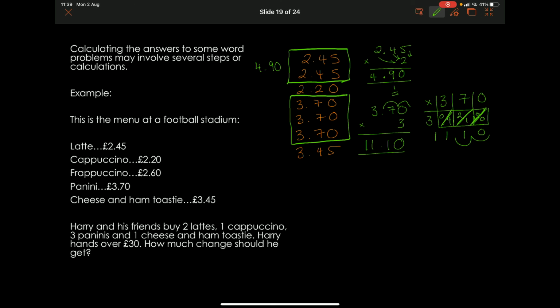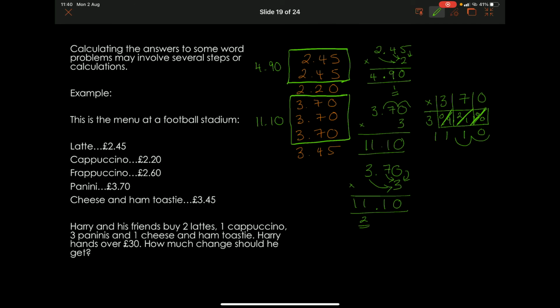If you wanted to do that using the column method instead, £3.70 times 3. 0 times 3 is 0. 7 times 3 is 21. Put the 1 in, carry the 2. Put the decimal place in. 3 times 3 is 9. Add 2 is 11. So you still get £11.10. All right. You've got to get confident using a method. So choose one and practice it. Okay, so this is £11.10.